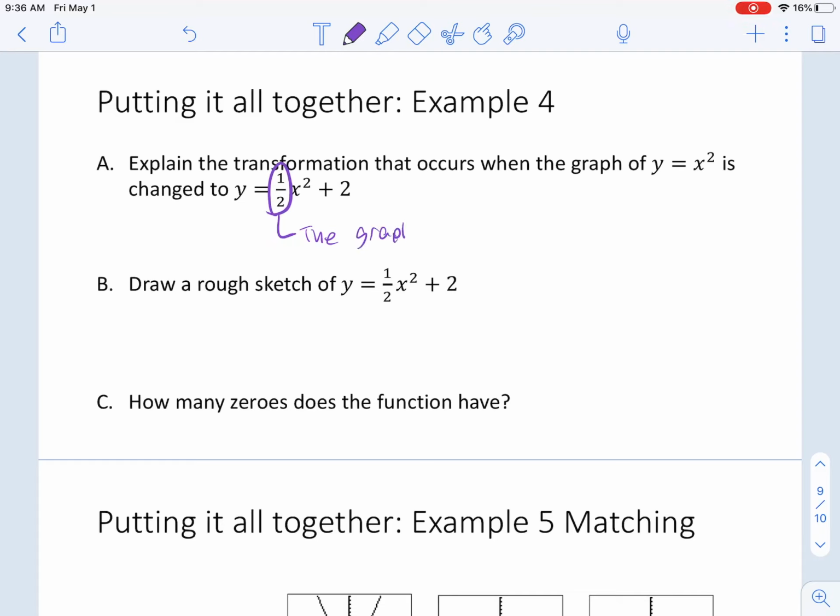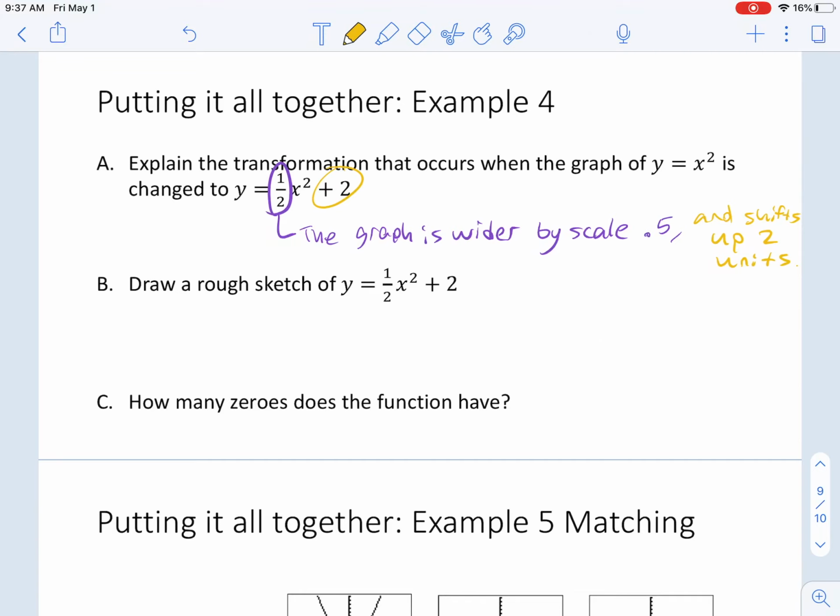The graph is wider by scale 1/2, or 0.5, and then it also shifts up 2 units. And that describes the transformation. The original graph, y equals x squared, is wider by scale 0.5 and shifts up by 2 units.